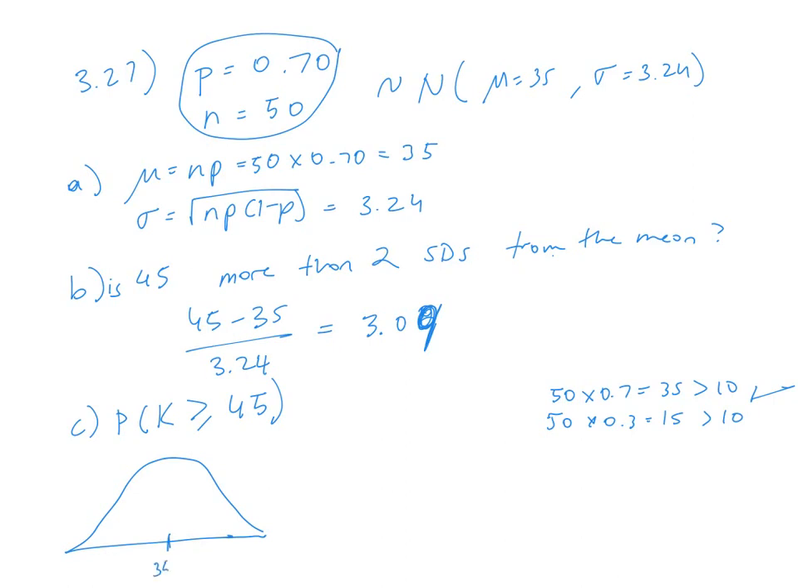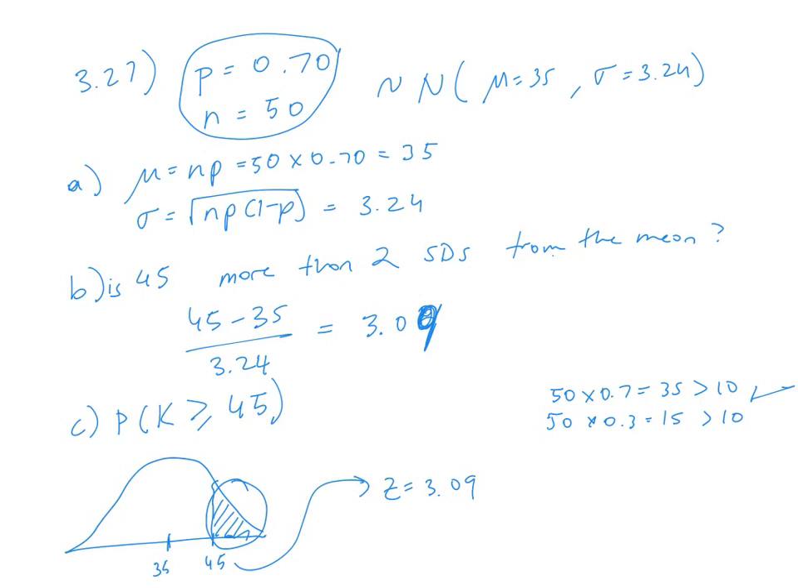So here is my 35. I'm looking for this area. We already calculated the z-score for this. That's exactly what we did in the previous part. We never used the word z-score, but that's basically what we did: how many standard deviations away from the mean you are. That was 3.09. So we can figure out what that area comes out to be.